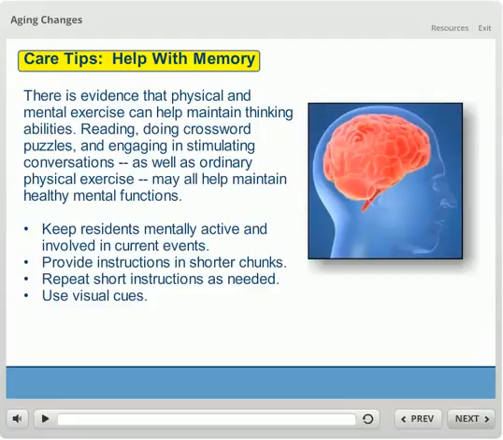Here are some care tips to help with memory. There is some evidence that both physical and mental exercise can help maintain thinking abilities. Reading, doing crossword puzzles, and engaging in stimulating conversations, as well as ordinary physical exercise, may all help keep your brain as sharp as possible. So keep residents mentally active and involved in current events. Provide instructions in shorter chunks. Repeat short instructions as needed. And use visual clues.